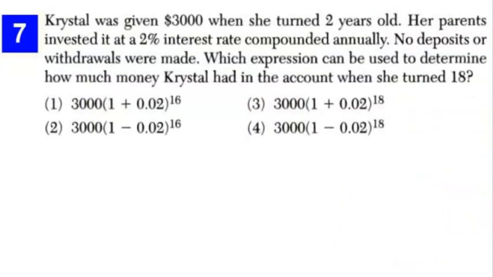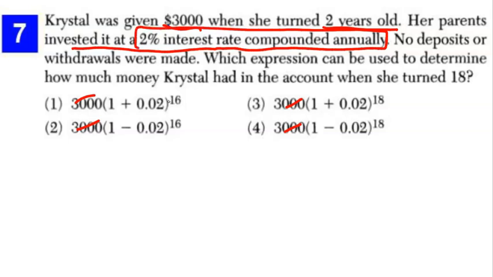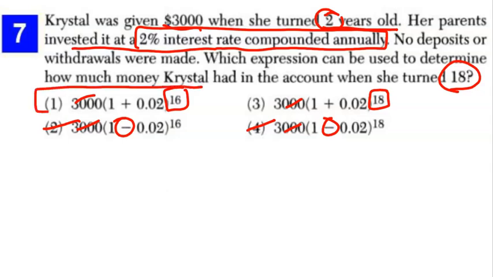Number 7 asks us to set up an exponential growth equation. I see that the initial value is 3,000, and all of them have that. I see that it starts when she's 2 years old. She's investing at 2% interest compounded annually. That means growth. So this one's out. This one's out. Now I have to choose the right exponent. They want to know how much she had in the account when she turned 18, but she only started it at 2 years. So that means it was only in the account for 16 years.